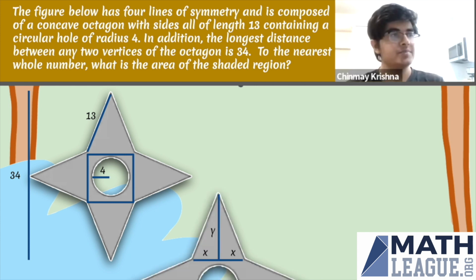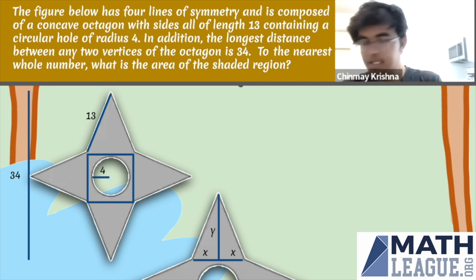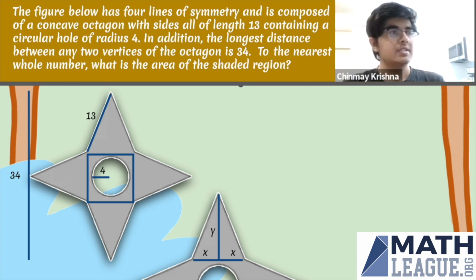Let's say that this half of the side of the square has length x, so the side length of the entire square would be 2x. And let's say that the height here is y. Then we have a right triangle where the legs are x and y, and the hypotenuse is 13. We can apply the Pythagorean theorem to say that x squared plus y squared is equal to 13 squared, and 13 squared is 169.